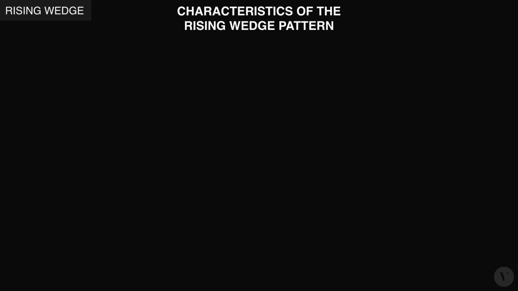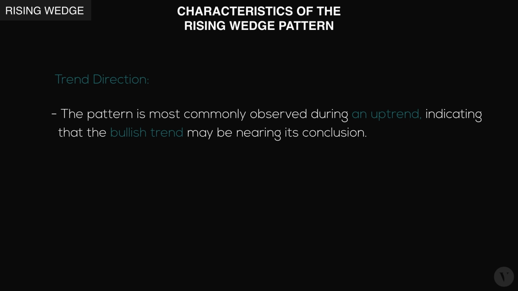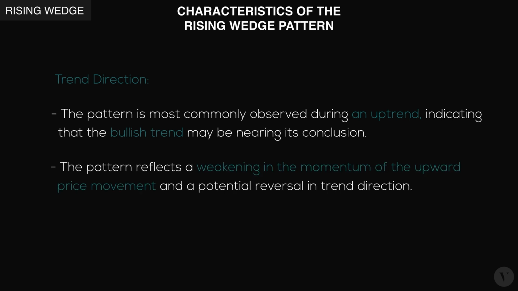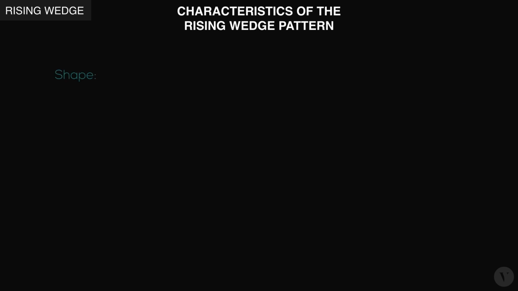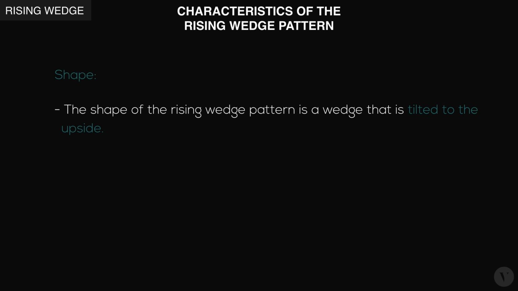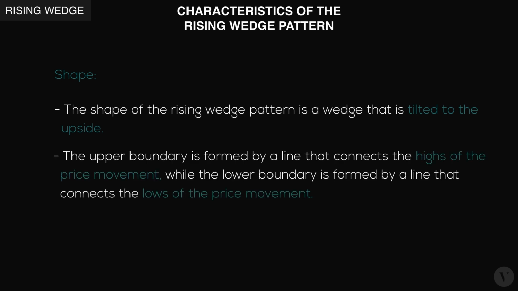So, characteristics of the rising wedge pattern. Trend direction: the pattern is most commonly observed during an uptrend, indicating that the bullish trend may be nearing its conclusion. The pattern reflects a weakening in the momentum of the upward price movement and a potential reversal in trend direction. The shape of the rising wedge pattern is a wedge that is tilted to the upside. The upper boundary is formed by a line that connects the highs of the price movement, while the lower boundary is formed by a line that connects the lows of the price movement.